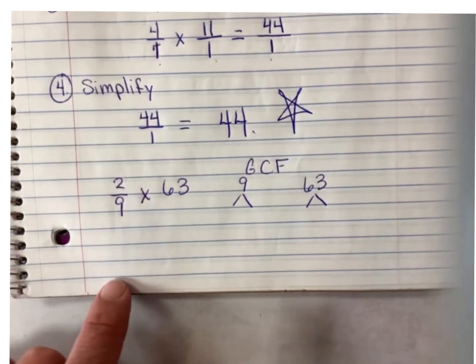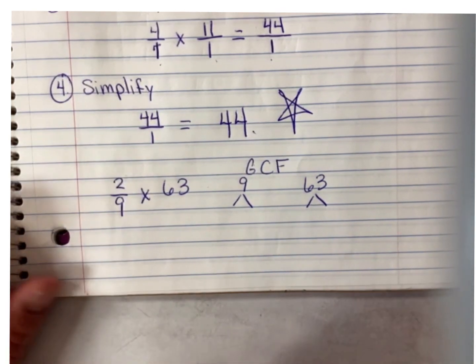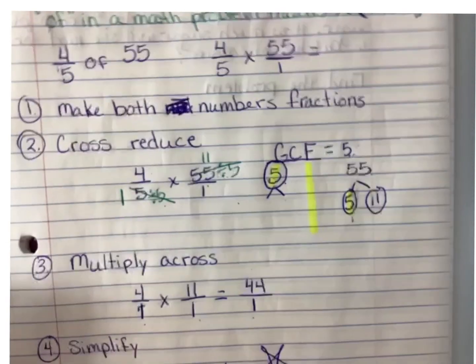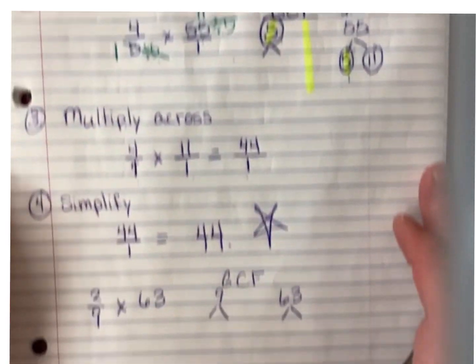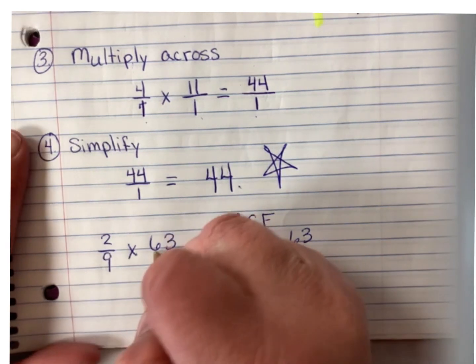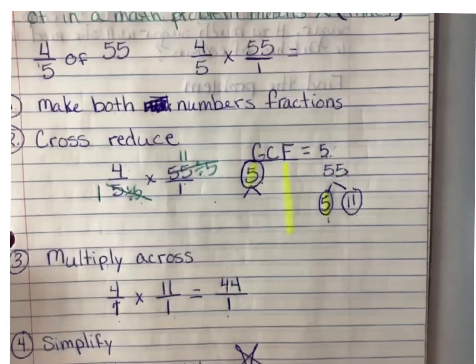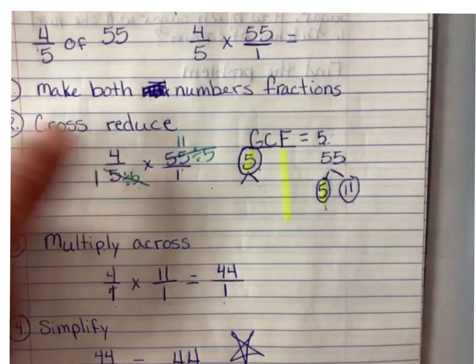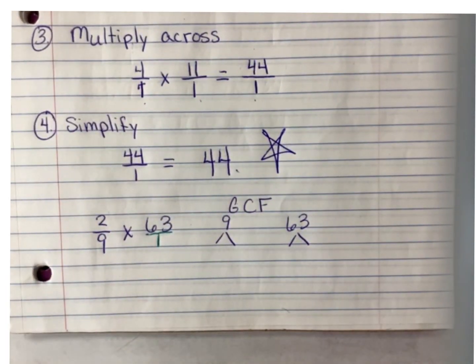We're going to start with 2 over 9. To do this, our step number 1, we go all the way back up here to step number 1. Step number 1 says make both numbers fractions. So I'm going to look. What do I need to do to make this a fraction? Okay, I need to go ahead and put it over 1. Then my step number 2 says cross-reduce. To do that, I've got to find the GCF, so I've already written it down here on the notebook. You write it in your notebook.